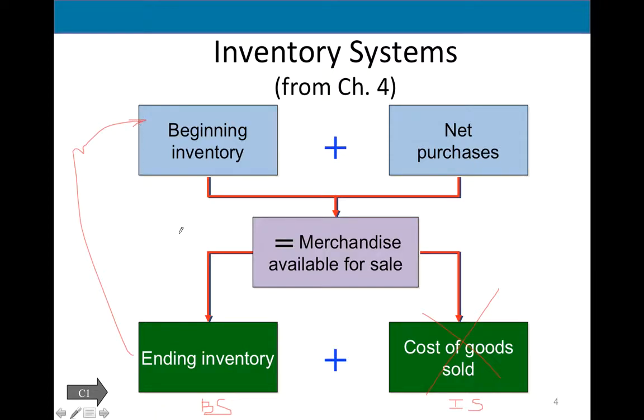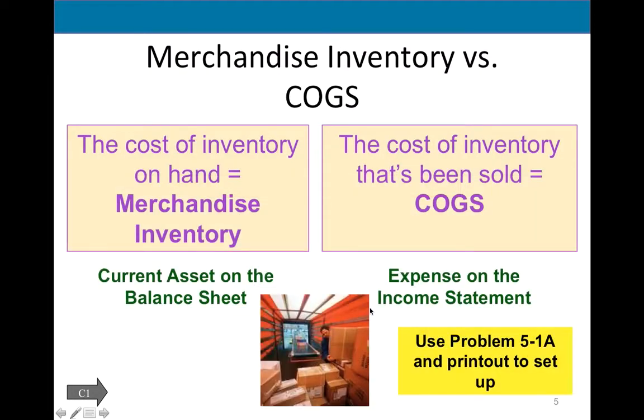I also want you to understand, we talked about it in chapter 4, these formulas and how to calculate each one of these 4 components. So to illustrate this, well, let me go forward for a second here. So the cost of inventory on hand is the current asset on the balance sheet. So merchandise inventory is the permanent account current asset located on the balance sheet. COGS, or cost of goods sold, is an expense on the income statement.